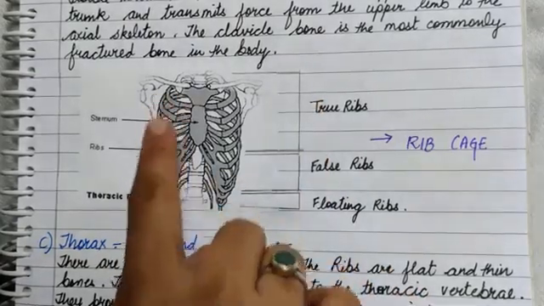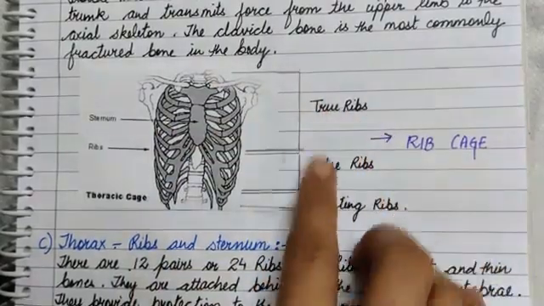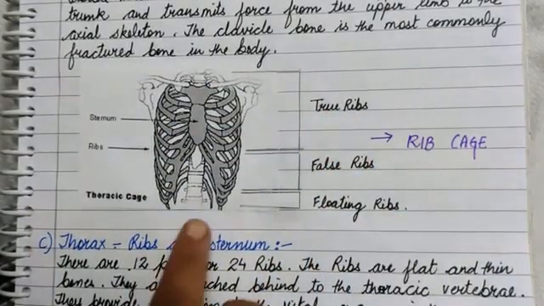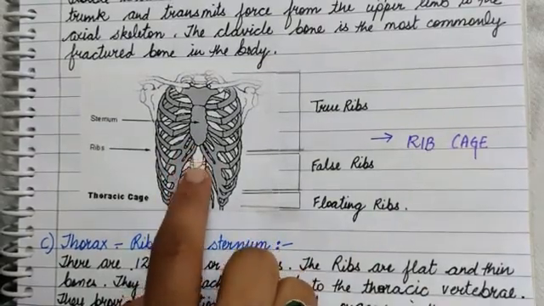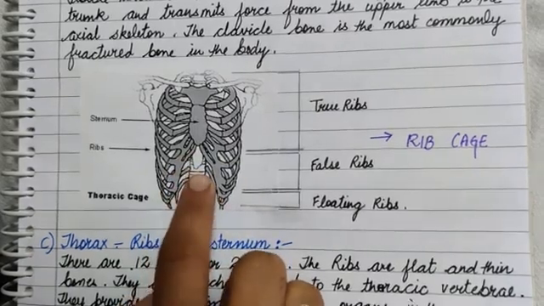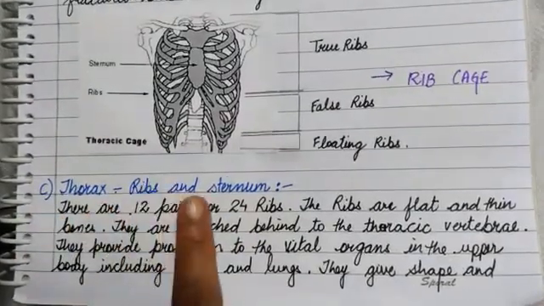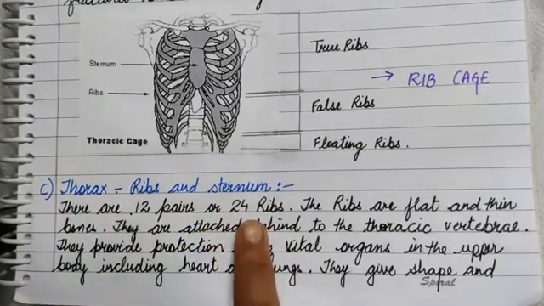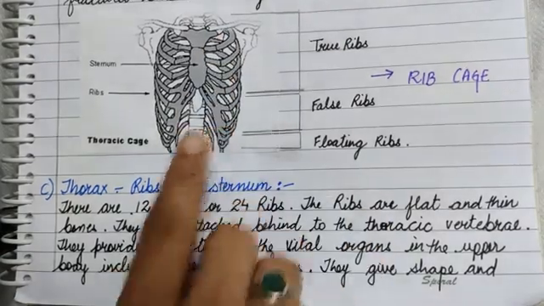So this is the rib cage, and further rib cage types are true rib, false rib, floating rib, and in between these ribs there is the human heart here. The rib cage covers our human heart also. C. Thorax: ribs and sternum. There are 12 pairs or 24 ribs. There are 24 ribs in the human body.